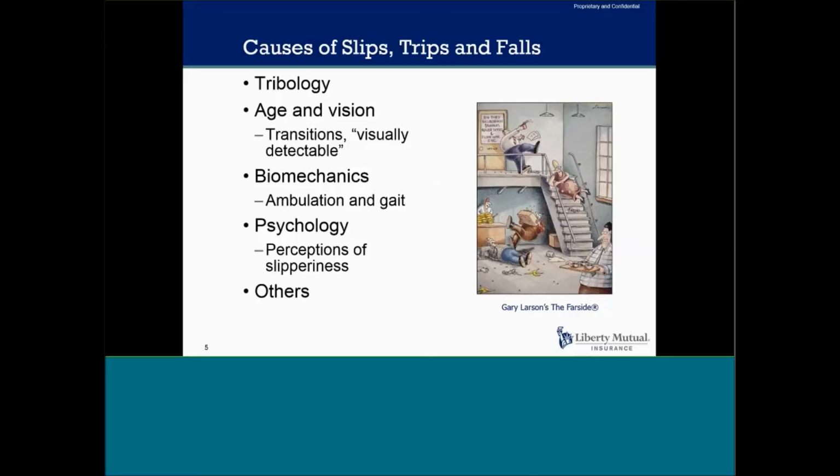So let's look at a number of different causes for slip, trips, and falls. There's tribology, which we'll explain in the next slide. Age and vision, which is kind of the difficulty of older residents that we may have that have difficulty seeing or difficulty sensing areas where they may slip or fall. You have biomechanics, which is kind of the way that someone may walk or perhaps a disability. Then you have psychology, the perception of slipperiness. Probably have many residents that really may think that a surface is slippery, or many of our coworkers may think the surface is slippery, and so therefore they feel they're in more danger.